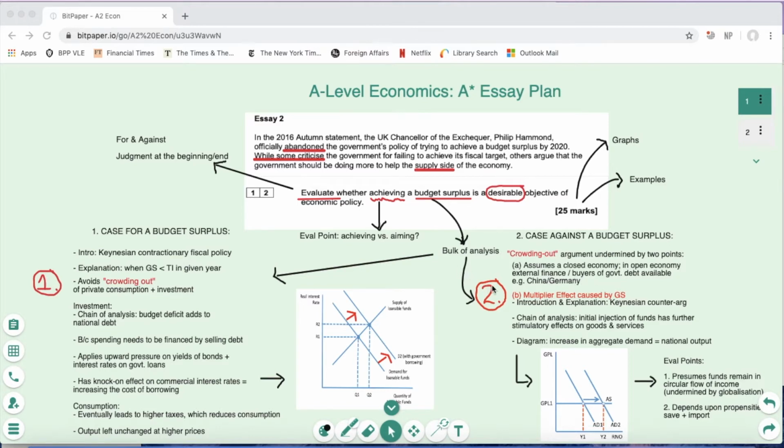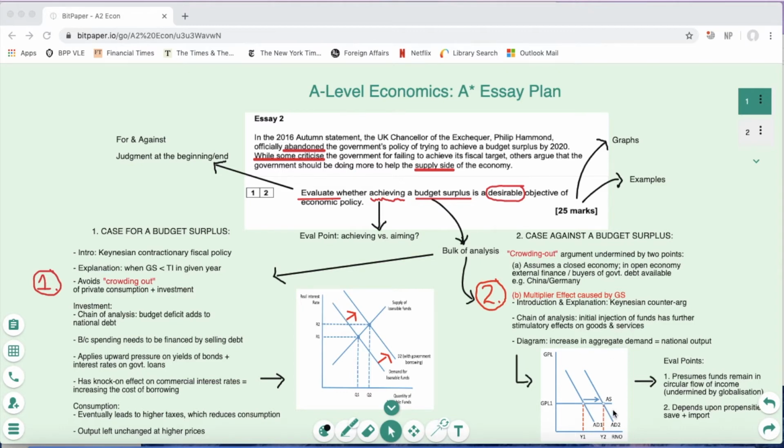The second point develops into argument number two against a budget surplus being desirable, and this is the multiplier effect caused by government spending. Using the same structure as in argument one, you'd go through the introduction and explanation, you'd go through the chain of analysis, you'd use a diagram and make reference to the diagram and explain it during your analysis.